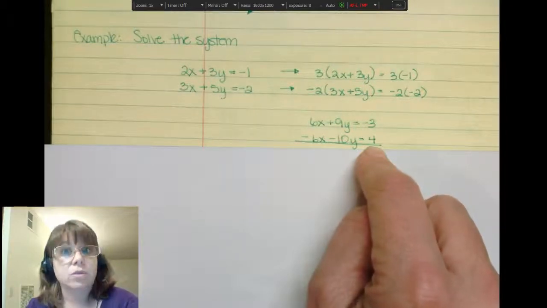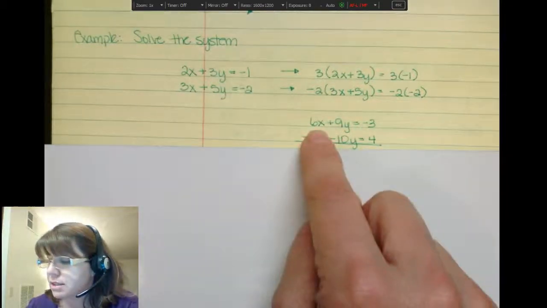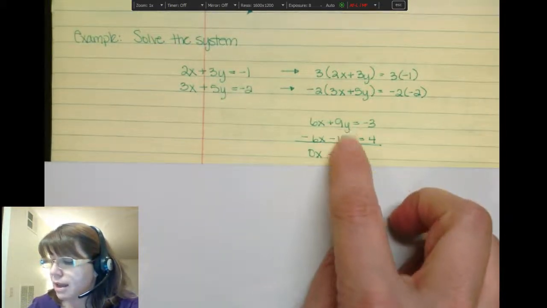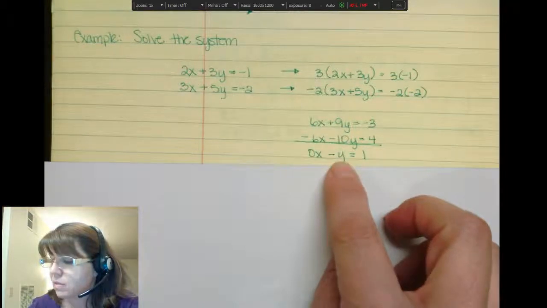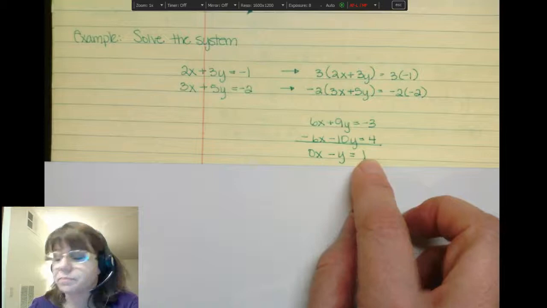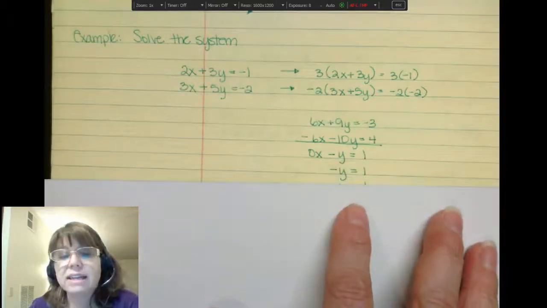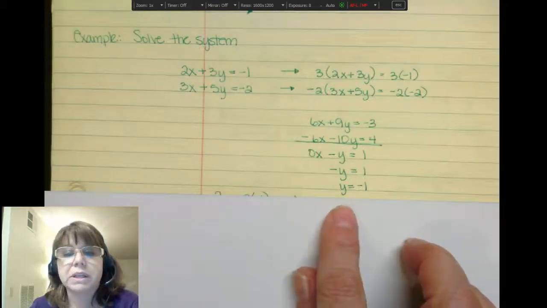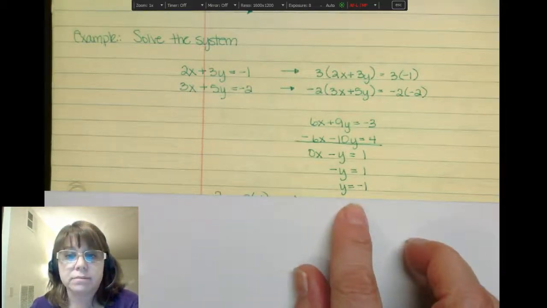Now I'm going to add the two equations together. 6x minus 6x is 0x. 9y minus 10y is a -y. -3 plus 4 is a +1. I'm going to divide each side by -1. So y will be -1.